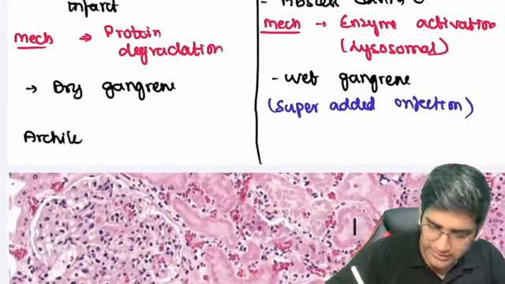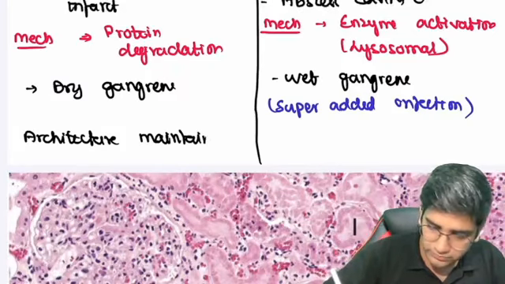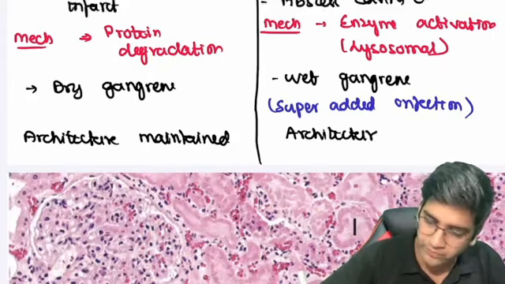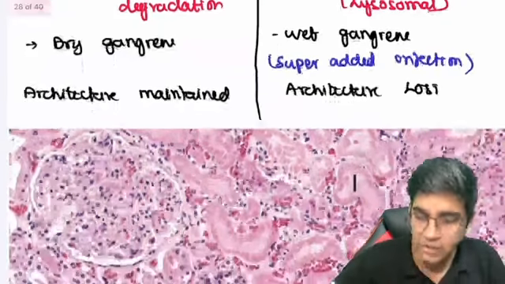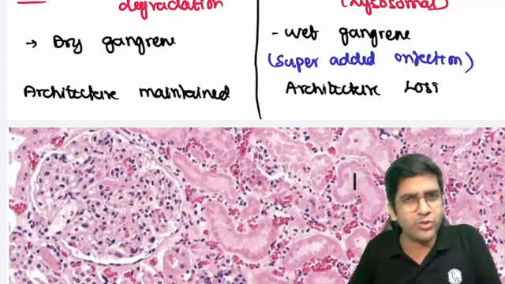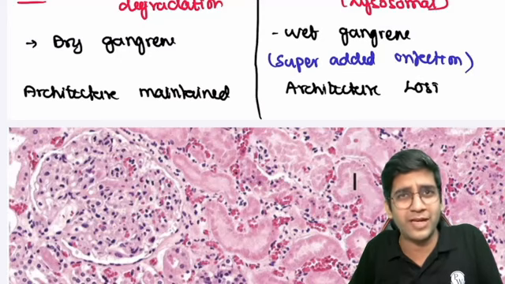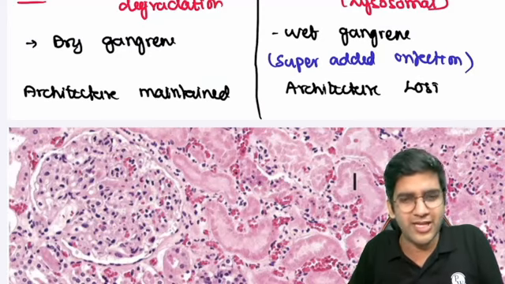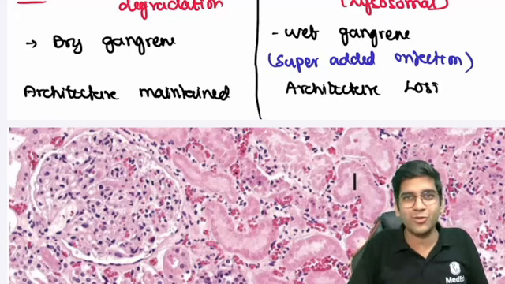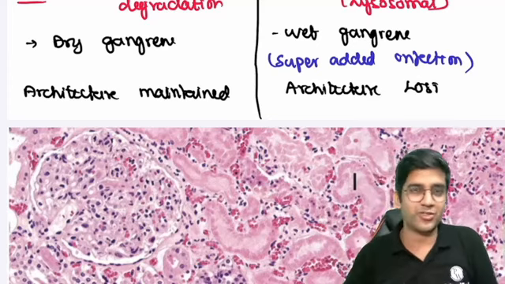Here, my architecture is maintained. Here, the architecture is lost. It's completely lost in one, completely maintained in the other, right? I'll tell you what I mean by architecture maintained, because I'm sure you'll have doubts. You may wonder, this guy said a few minutes back that the cell membrane will be damaged, then what is he talking about architecture? If you have a doubt, ask me. I'm not going to scold you for your doubts. Even if you ask me whether necrosis is cell death, I'll answer that also.